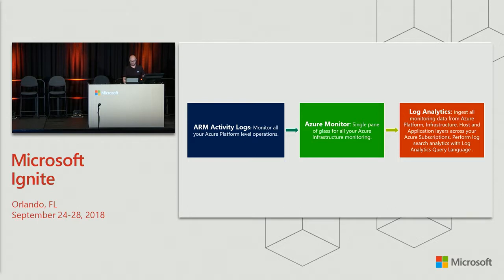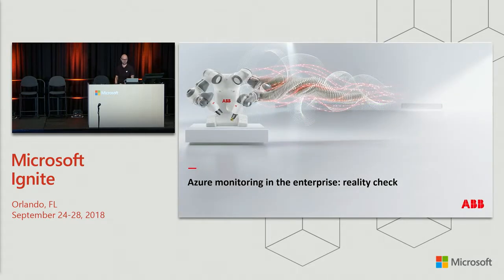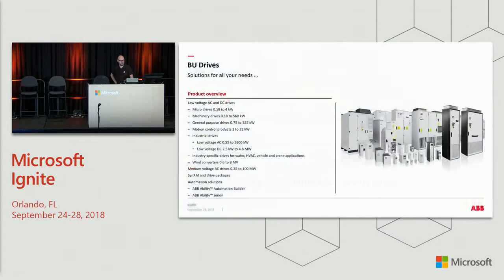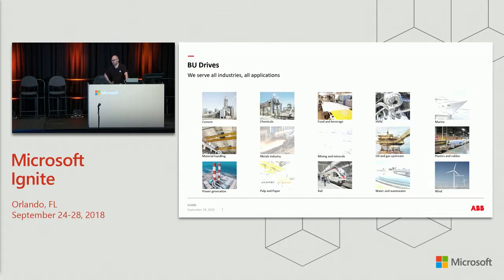All right, so this seems, at least three pretty pictures, a little bit of colors. This seems relatively straightforward. But what happens when we move to an enterprise environment? So let's do a reality check. And real quickly, I'm going to talk about ABB, and specifically ABB drives. They're building all types of solutions for all your needs, as long as the needs are about low voltage AC and DC drives, essentially building drives for different HVAC, food, water types of machinery.